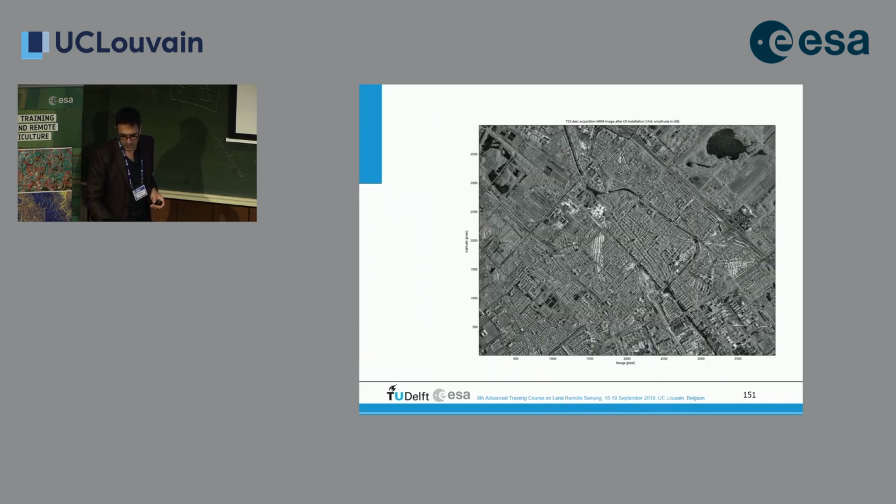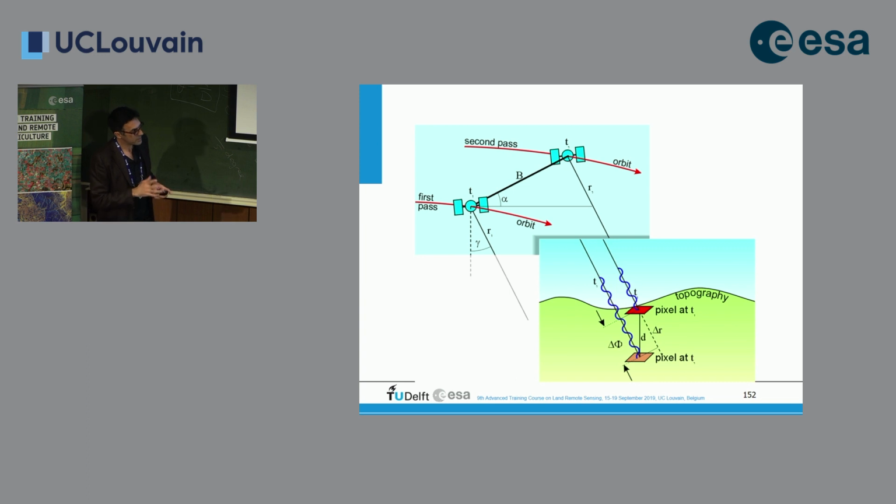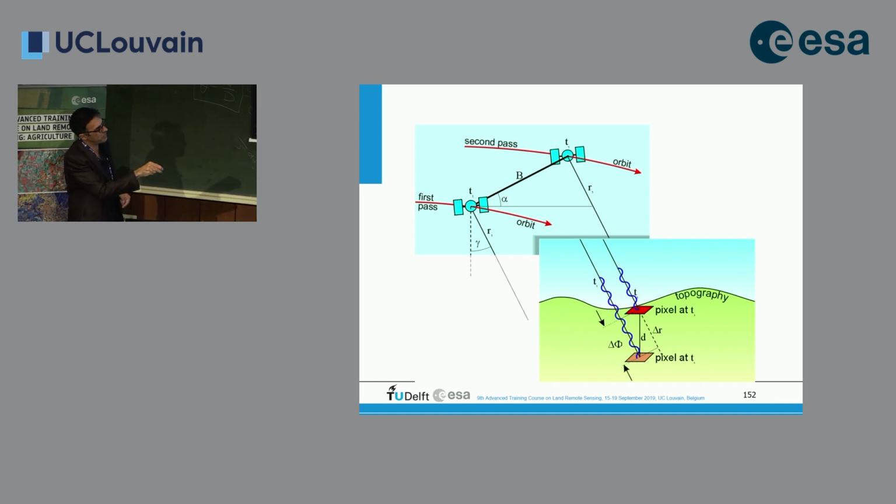Now, I'd like to change a couple of things here. So the way we do it is using interferometry. The satellite comes over, it illuminates the area. Here I have a certain pixel on the ground, let's say 10 by 10 meters. Then after, let's say, 6 days, the second satellite passes over. And now the pixel has gone down.